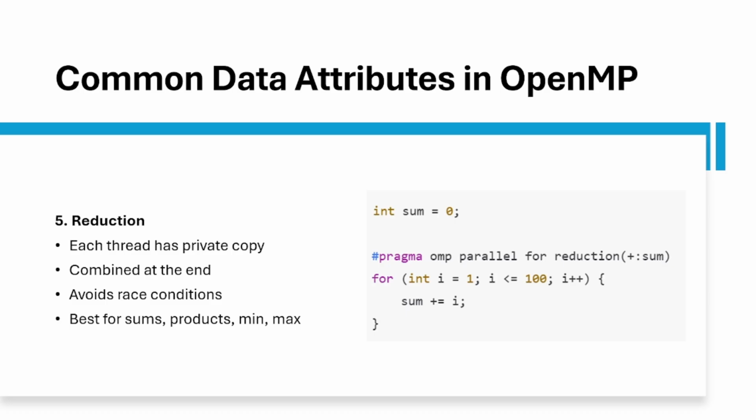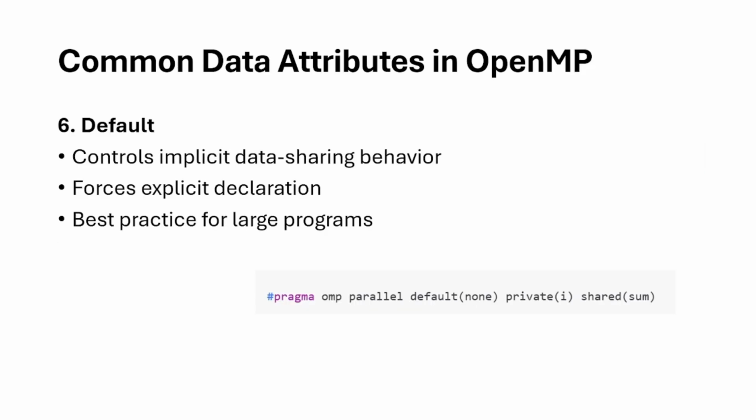Reduction is where each thread has a private copy that is combined at the end, so it avoids race conditions. This is best for sum, product, minimum, and maximum. Next, default controls the implicit data sharing behavior and forces explicit declaration. This is best for large programs.